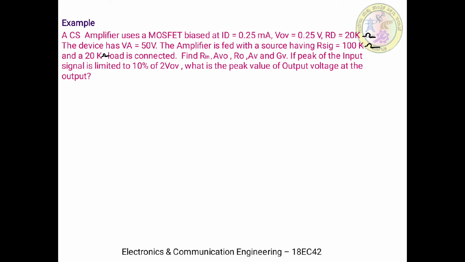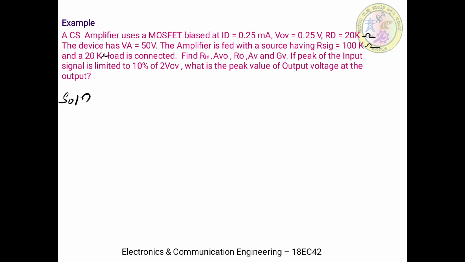That is the first part. Okay, in the next part, if the peak of the input signal is limited to only 10% of 2 times the overdrive voltage, then what will be the peak value of output voltage? Okay, that we have to find. So let us take the first part, that is determining all these parameters now.